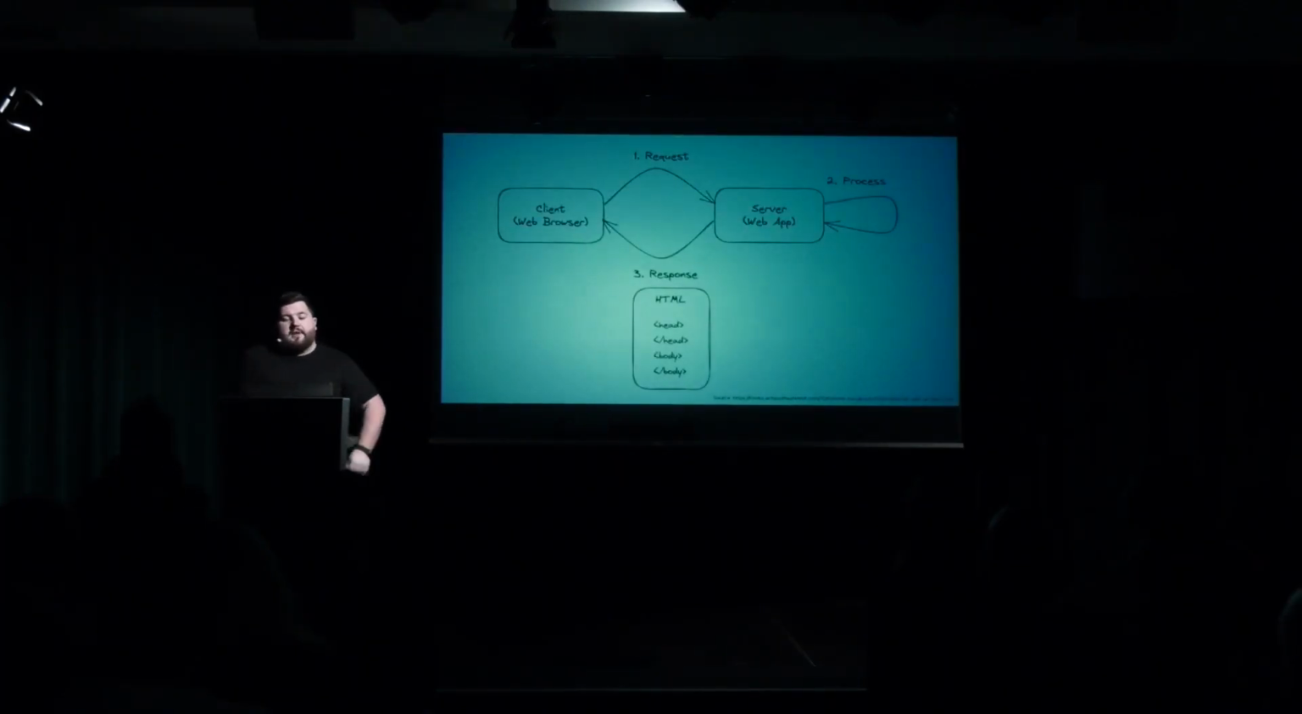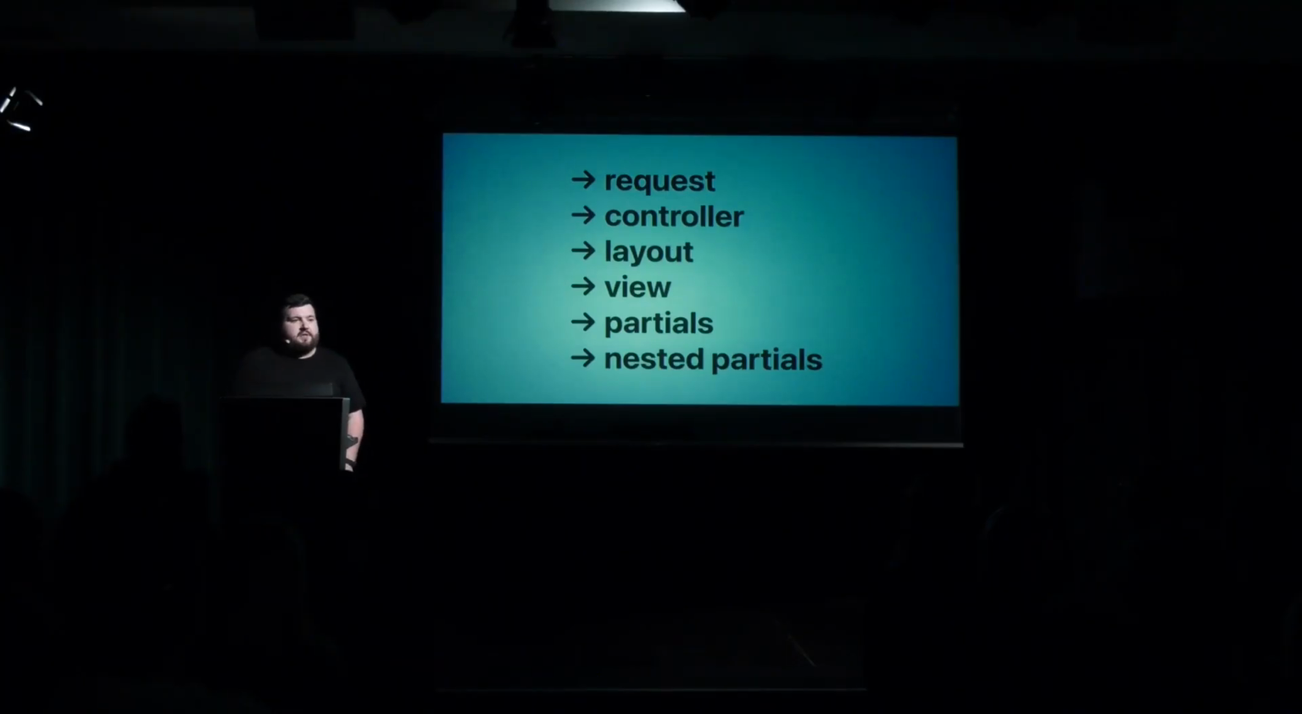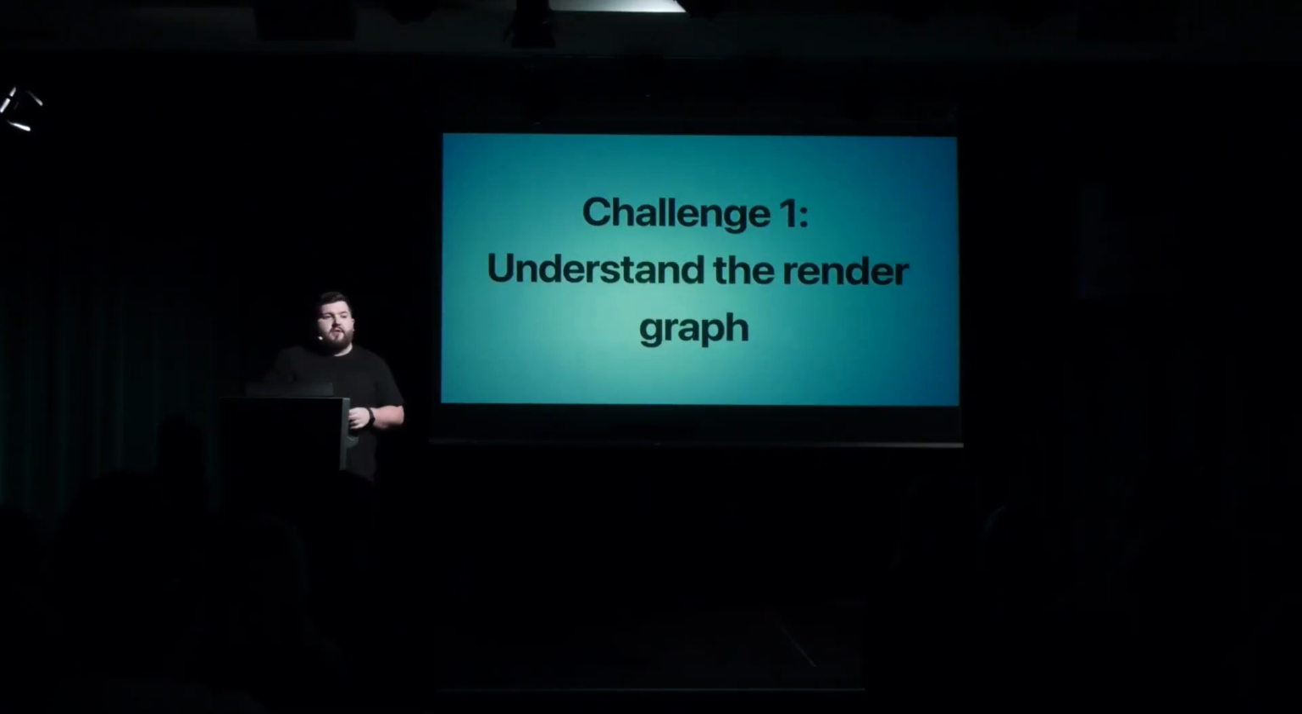Today, in a traditional Rails app, you do a request, the server processes it, and returns a full HTML response to the client. On the server side, the request passes through the routes, then to the controller, and then you render the corresponding templates for it. So you have this whole sequence that you have to follow to know where stuff is going through.